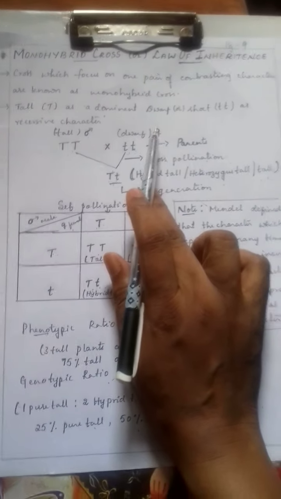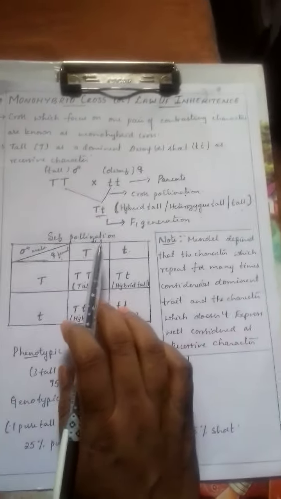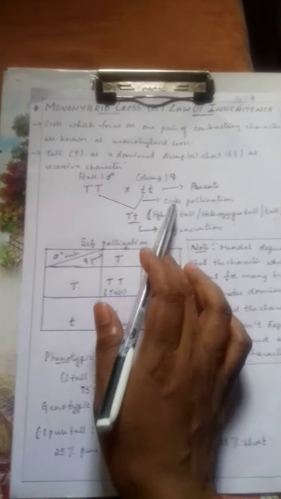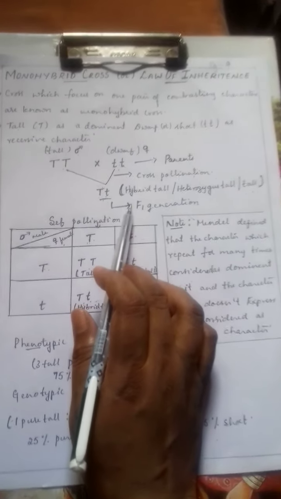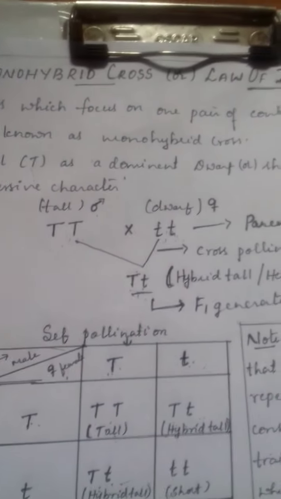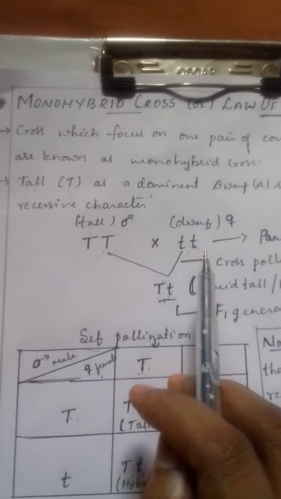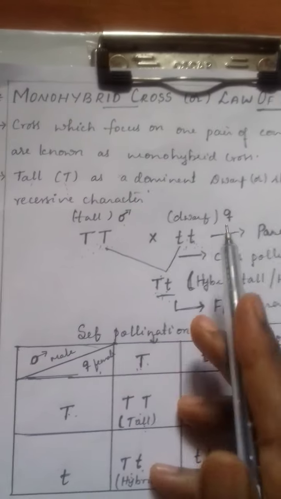So monohybrid cross is also called the law of inheritance. Inheritance means how the characters are inherited from the parents to the offspring, how the characters are shared. By this crossing we can see it. Monohybrid cross is nothing but the cross between one pair of characters. Mono means one, hybrid means crossing between two varieties. So a pair of characters crossing together is called a monohybrid cross.